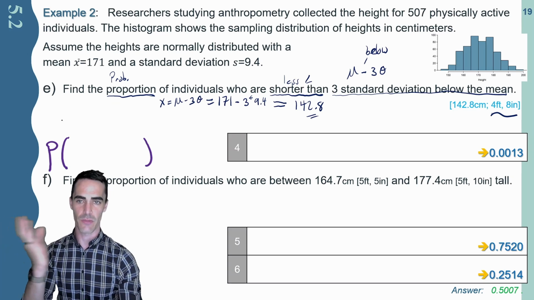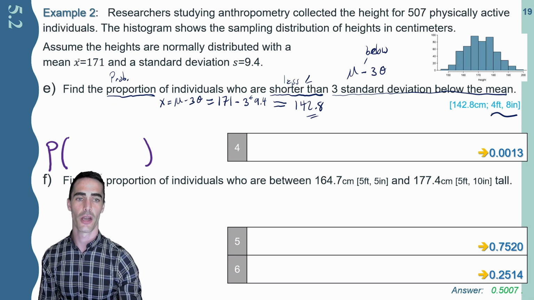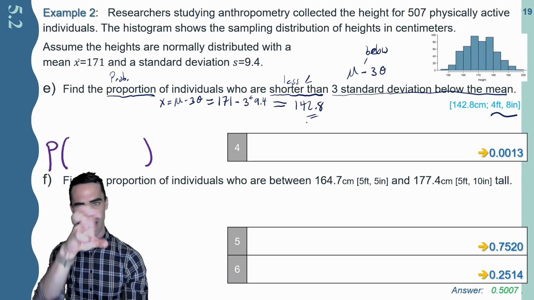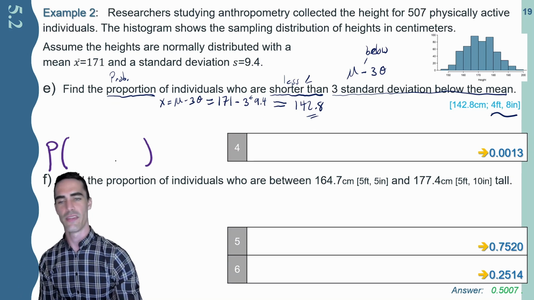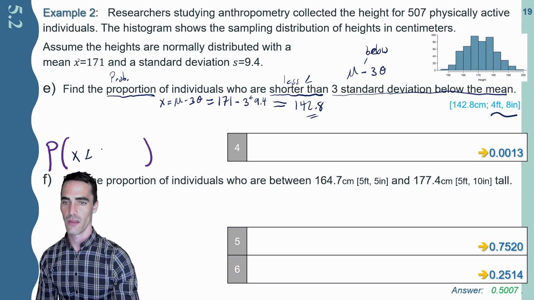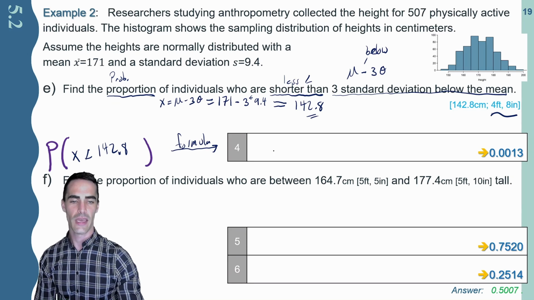And so now we can reread this maybe a bit more friendly. Find the proportion or probability of individuals who are shorter than or less than 142.8 centimeters. And so it's about taking that phrase, translating it into something that's calculable, and then I can write it here. Individuals are shorter than, less than 142.8 centimeters. Fortunately for us, we're in that less than category. I can jump right into the formula and compute.